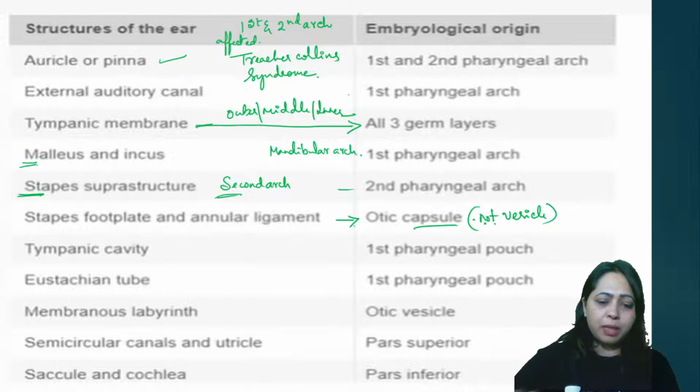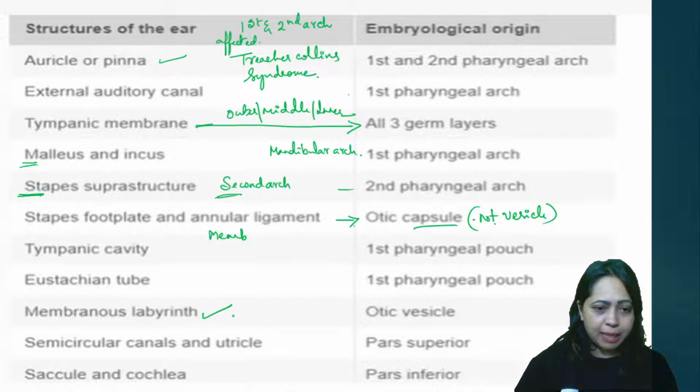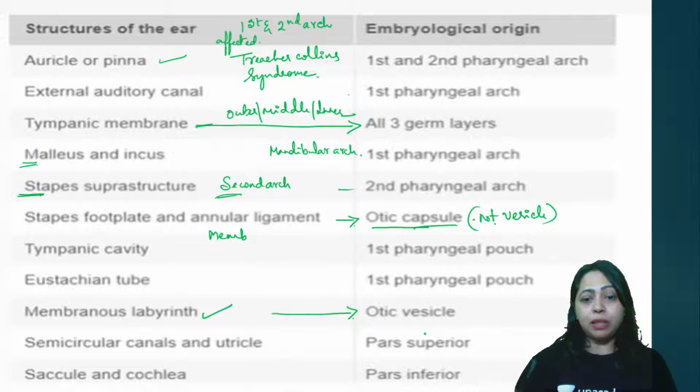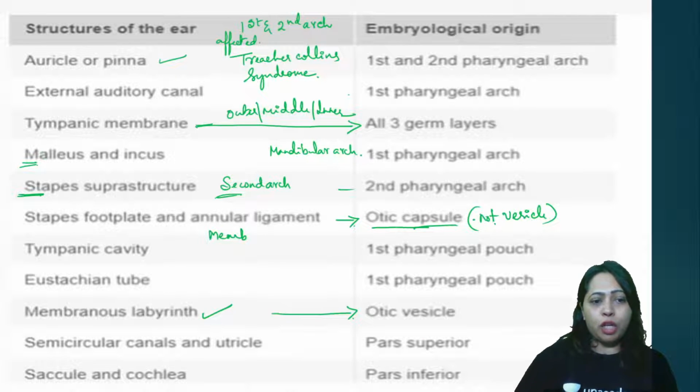So you have to remember the membranous labyrinth. The membranous labyrinth is from the otic vesicle. Okay. This stapes foot plate and annular ligament is from the otic capsule. So which one is from the capsule? Which one is from the vesicle? You have to know. So here it is the membranous. So this one is from the capsule. So bony is from the capsule.